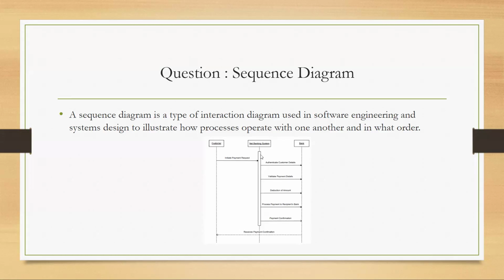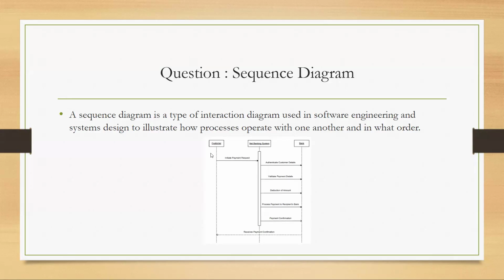The rectangle thing you are seeing, right? This is called an activation bar. The activation bar is nothing but how much time that particular actor is active during the whole process. To represent that we will be using this rectangle. You can see it right here.